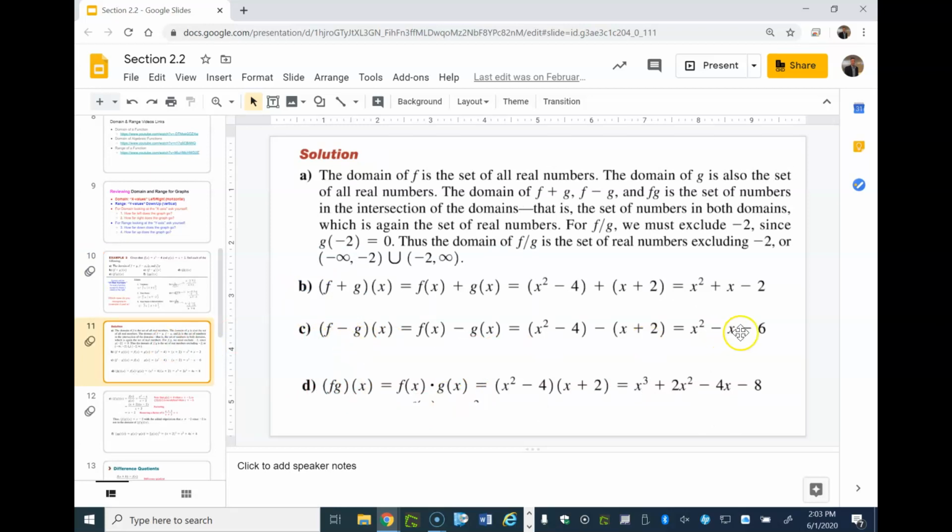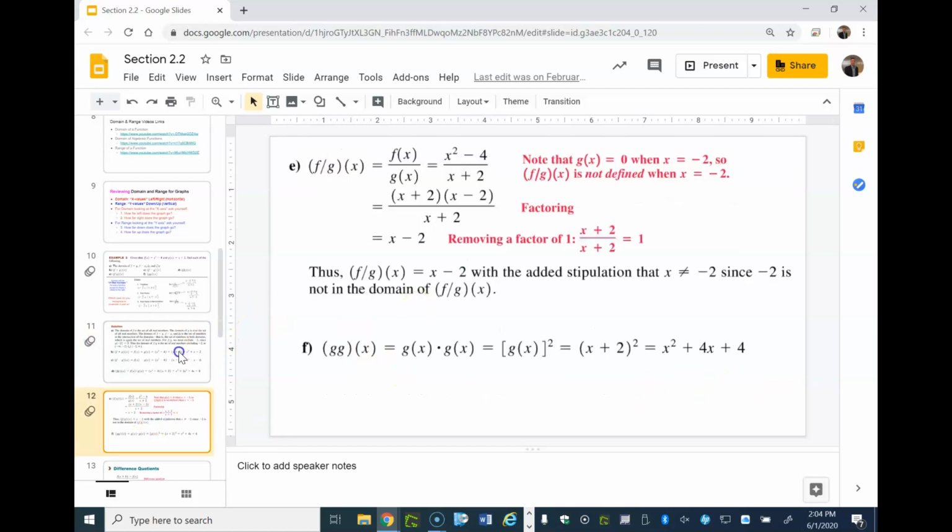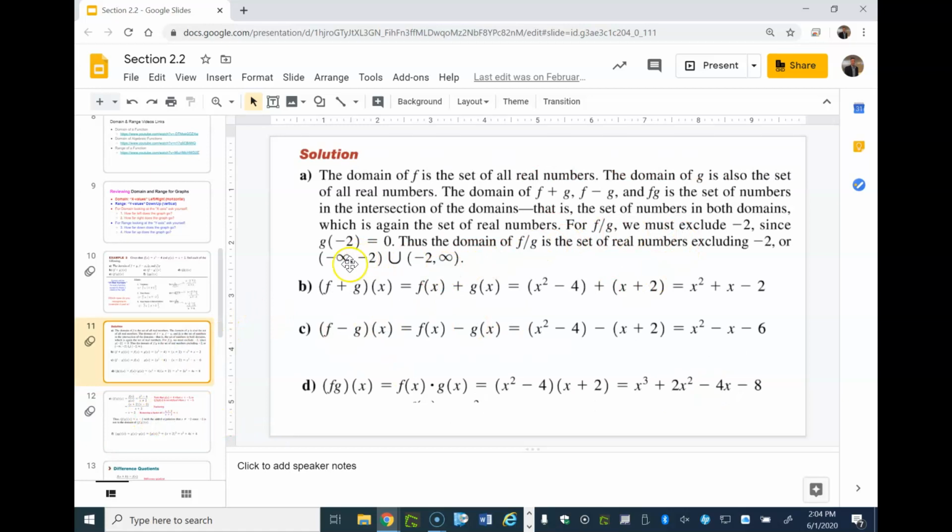So if I subtract them, this is my answer. Again, I don't see a fraction or a square root, so all real numbers. If I multiply them together, I have to distribute properly, or FOIL. I get this polynomial. I don't see a fraction or a square root, so all real numbers. And the symbol for all real numbers is negative infinity to positive infinity. So you just write negative infinity, comma, positive infinity, and put them both in parentheses.